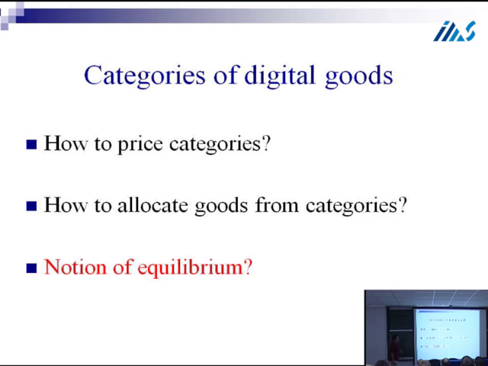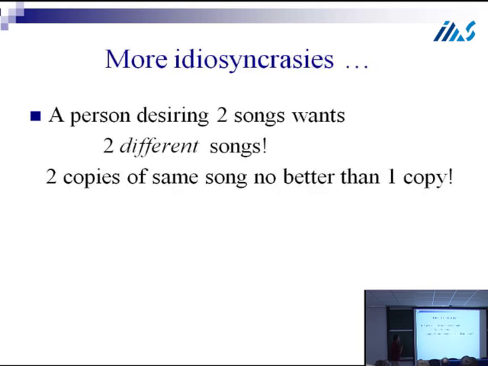But okay, so with that assumption, there are many questions left. How do we price categories? How do we allocate goods from categories? What is the notion of equilibrium here? Okay, so for that, let's jump into digital goods a bit more and understand what they are all about.